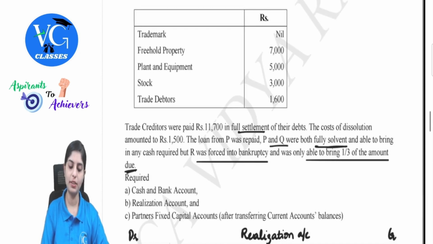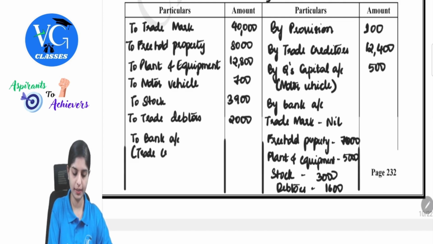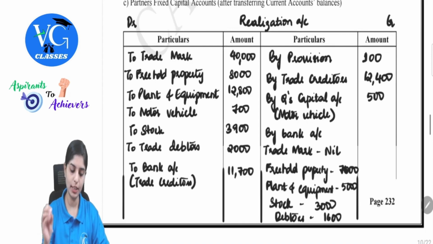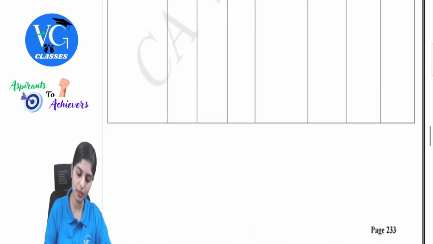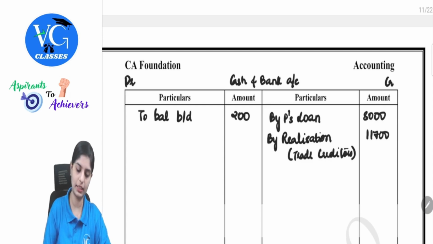Trade creditors were paid 11,700 in full settlement of their debts. So to bank account, trade creditors 11,700. That is what the value was. Realization to bank. So by realization 11,700. This is with respect to trade creditors.